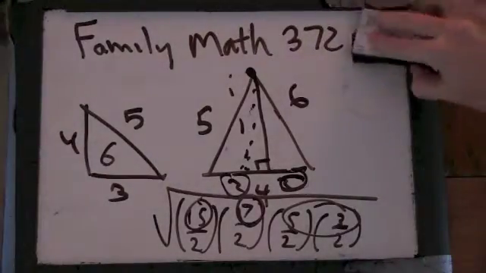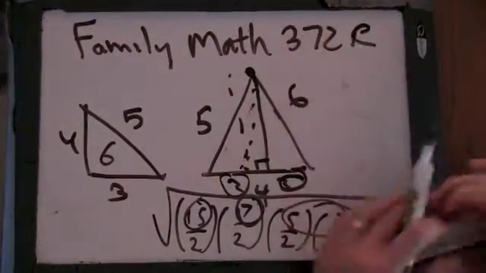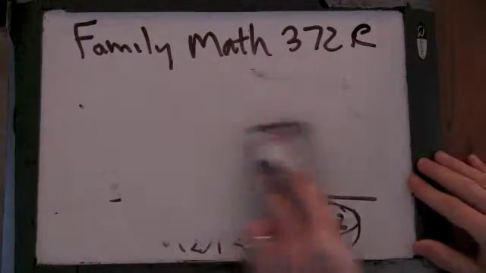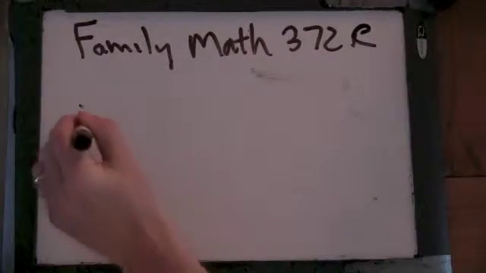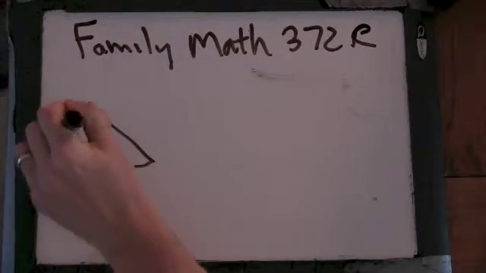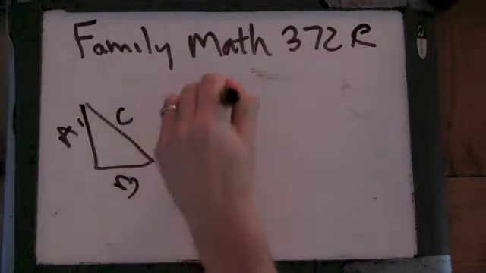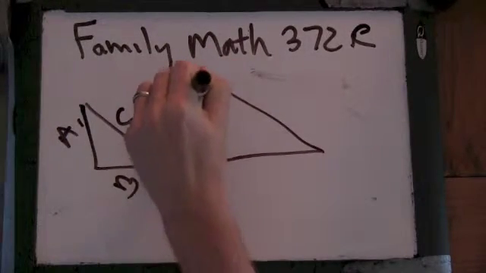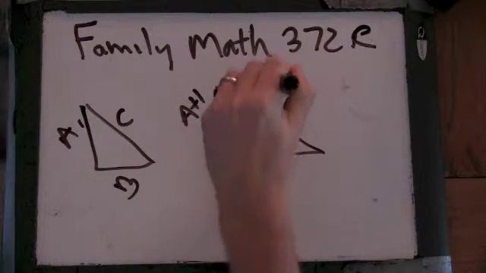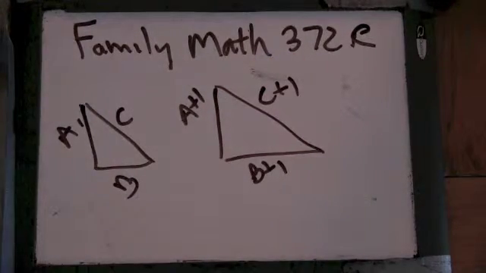Okay, so here's part C. Could they both be right triangles with integer side lengths? So this would be a, b, c, and this would be a plus 1, b plus 1, and c plus 1. Okay, so how can we figure out if these could both be integers?